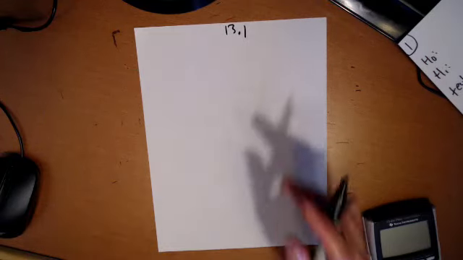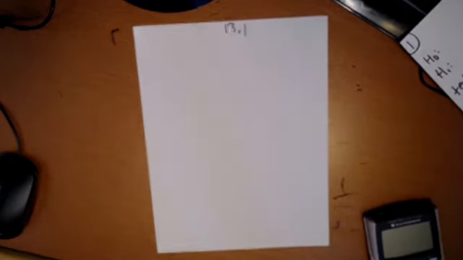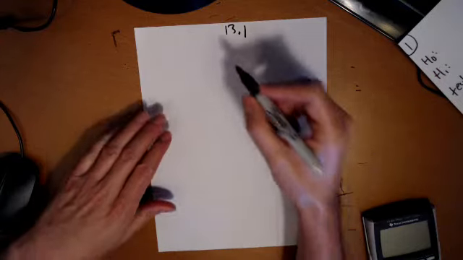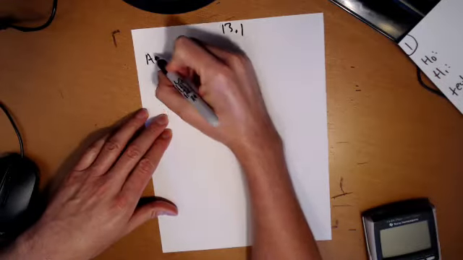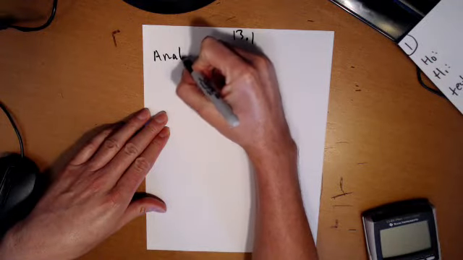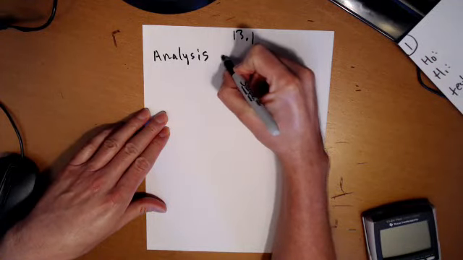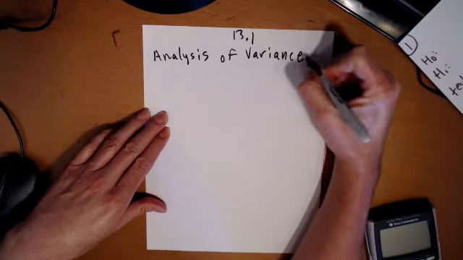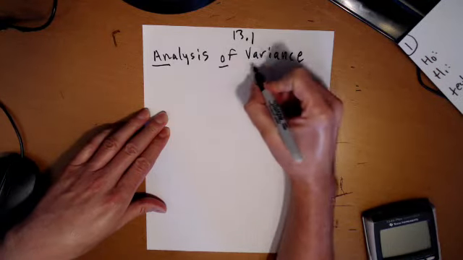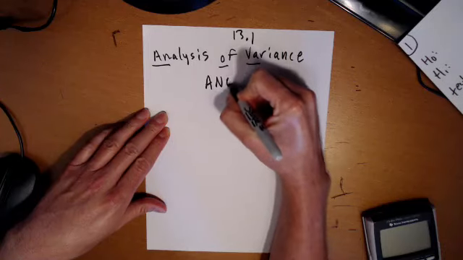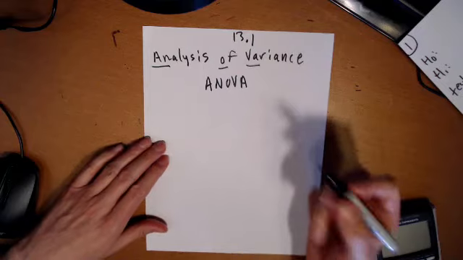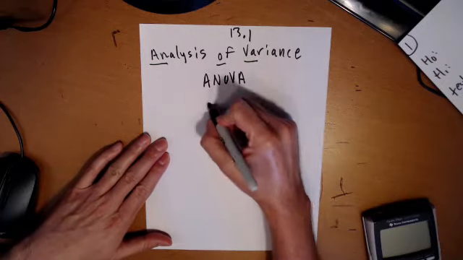Hey folks, 13.1, comparing three or more means, one-way analysis of variance. So the first thing to point out would be analysis of variance, ANOVA. Okay, let's see, remember we did box plots way back in the day?